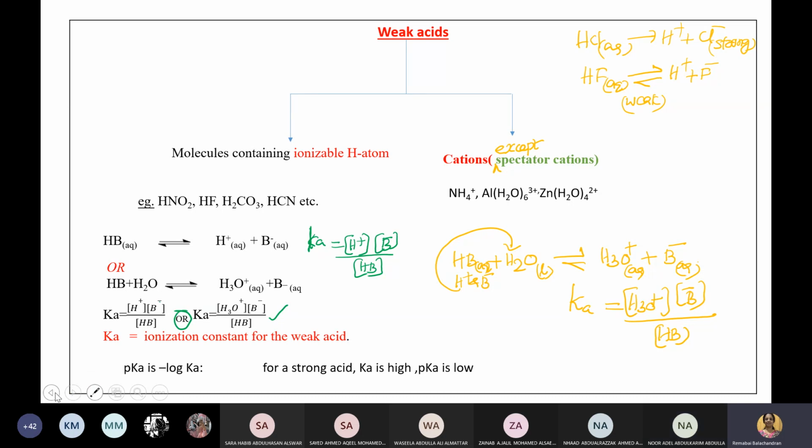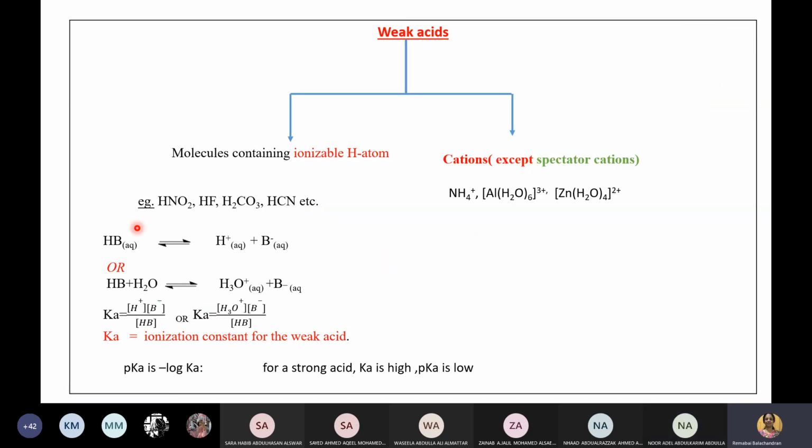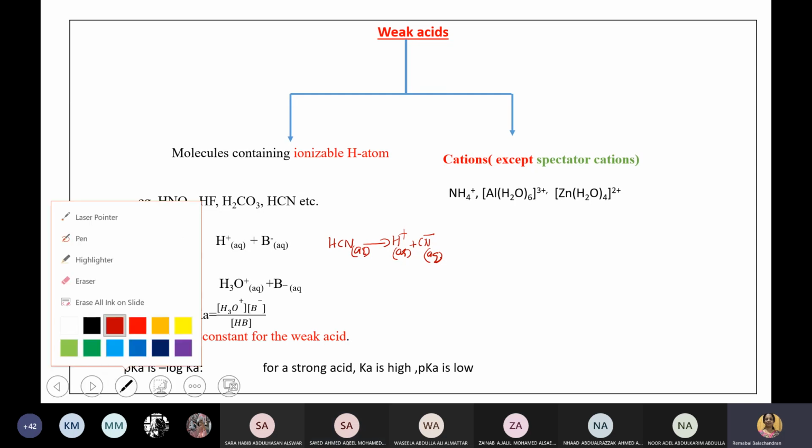Okay, so here this is a general equation, HB. So how do you write the equation, say for example for HCN? HCN aqueous can give, tell me, H plus aqueous, CN minus aqueous. There is a mistake. What's the mistake in this equation which I wrote? Double-sided arrow. Yes, that is very important. A one-sided arrow is wrong.